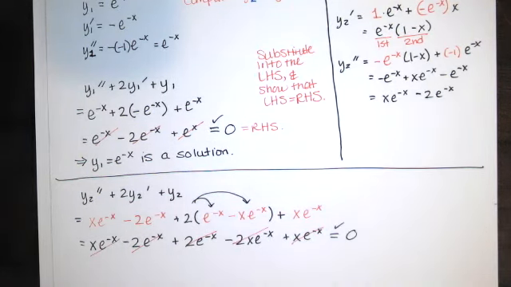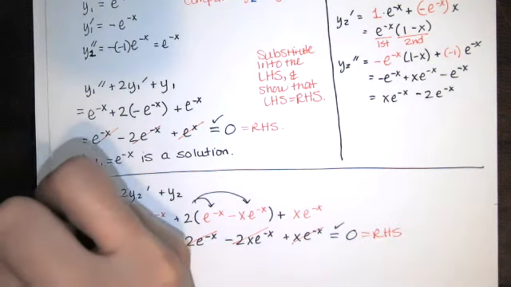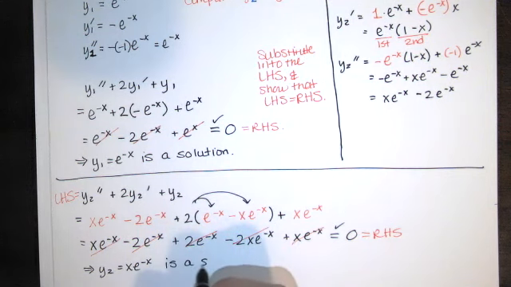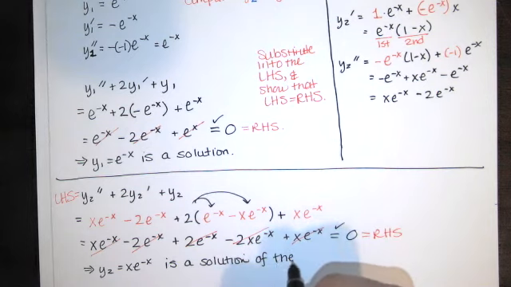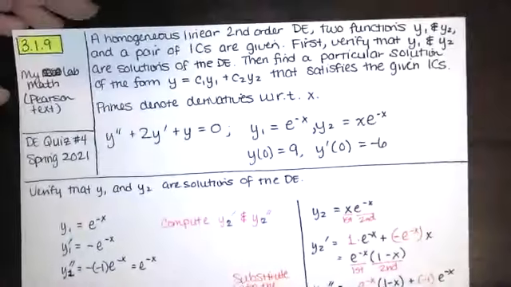So the left-hand side does equal the right-hand side, which means that y sub 2, which is x e to the negative x, is a solution of the differential equation. Okay, so they asked us to verify, and we just did.